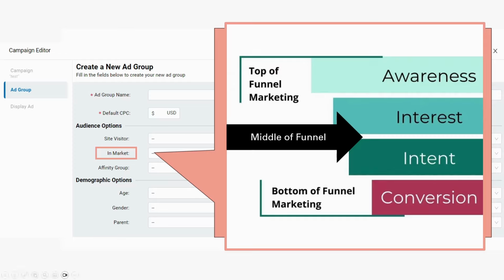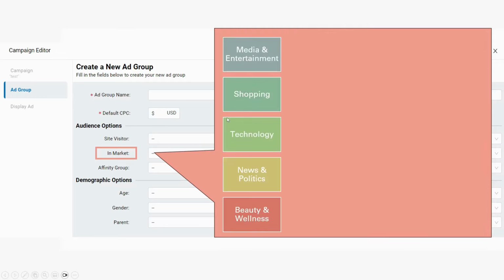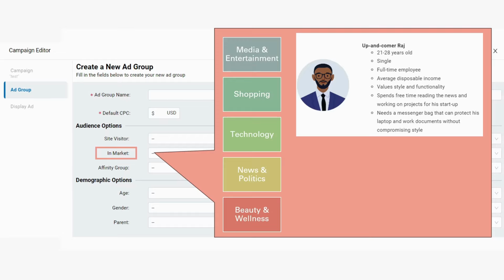For the simulation, you will be given several options, okay, shown here. And you should explore this list of available in-market categories and think about if you were a seller of this category, right? Would it be beneficial to target people in the in-market segment for your persona? You have to think about each of your personas. So if you are trying to target up-and-comer Raj, well, we can see that he enjoys reading the news. Okay, so he would be a good fit here because we have news and politics that seems pretty clear.